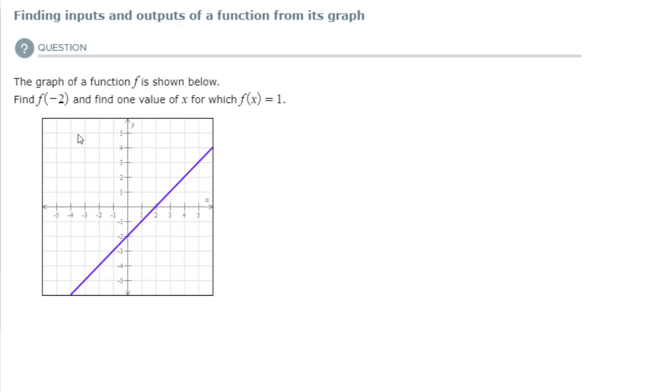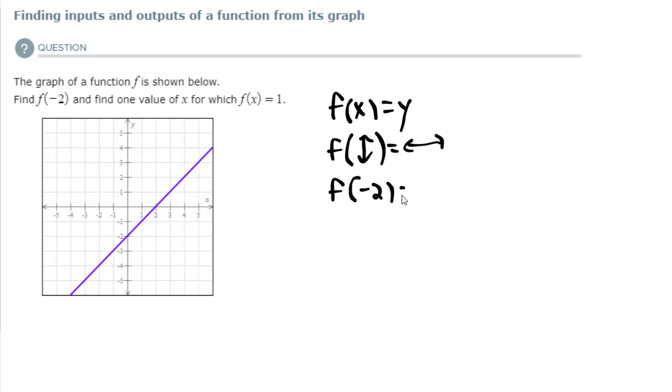Here we have to find f of -2. So the first thing I do again is I'm going to write down f of x equals y. Then I put down my vertical line for x, horizontal line for y. And now I'm going to write down f of -2, because that's what we have to answer. So we're missing this number here. We're missing the y value. So we're going to use this information here to figure out what this answer is.